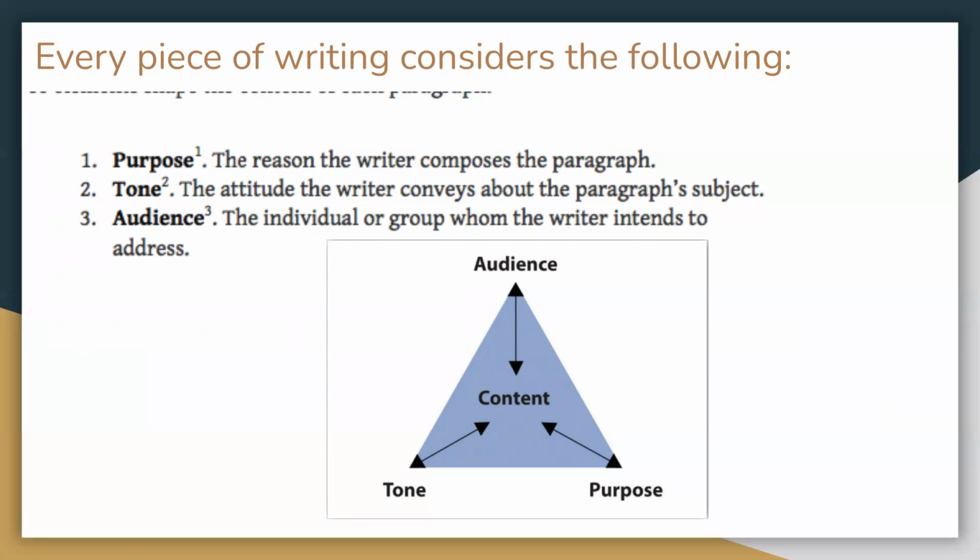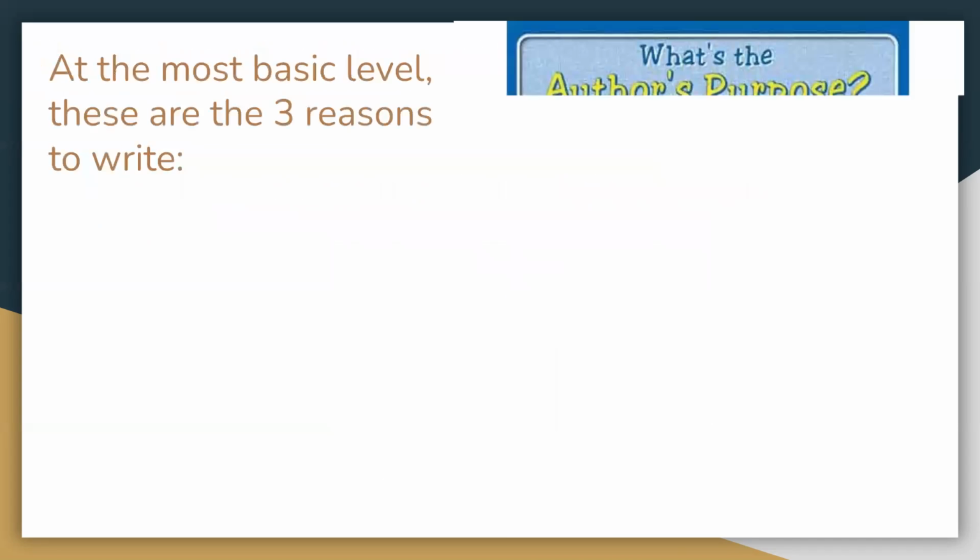So you consider your purpose, which is the reason why you compose a paragraph or any text. You consider tone, which is the attitude the writer conveys about the paragraph subject. And you consider audience, which is the individual or group whom the writer intends to address. And all of these 3 things together around one content, around one strong point, make a piece of good writing.